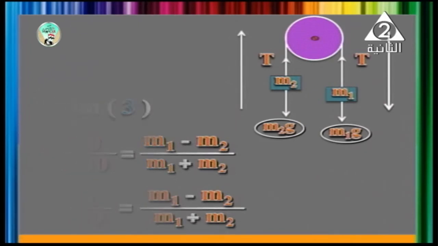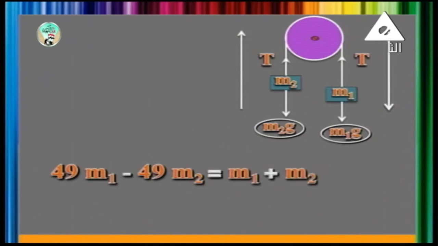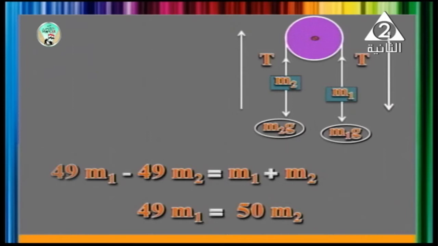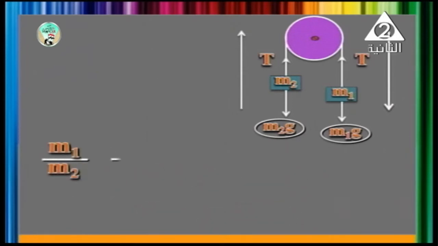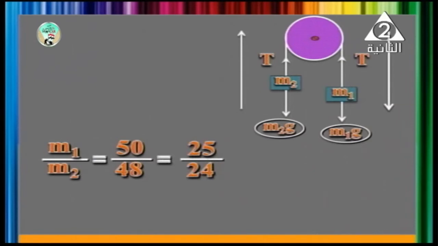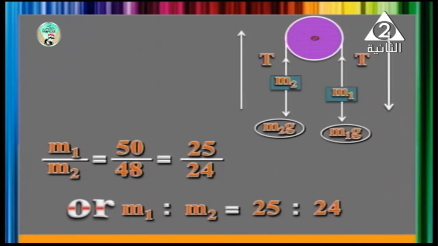Therefore, my dear student, the ratio between M1 and M2 equals what? 50 over 48, divided by 2, equals 25 over 24. This is the ratio between the two masses. Don't forget, my dear student, the ratio became 25 to 24. My dear student, smooth pulley.